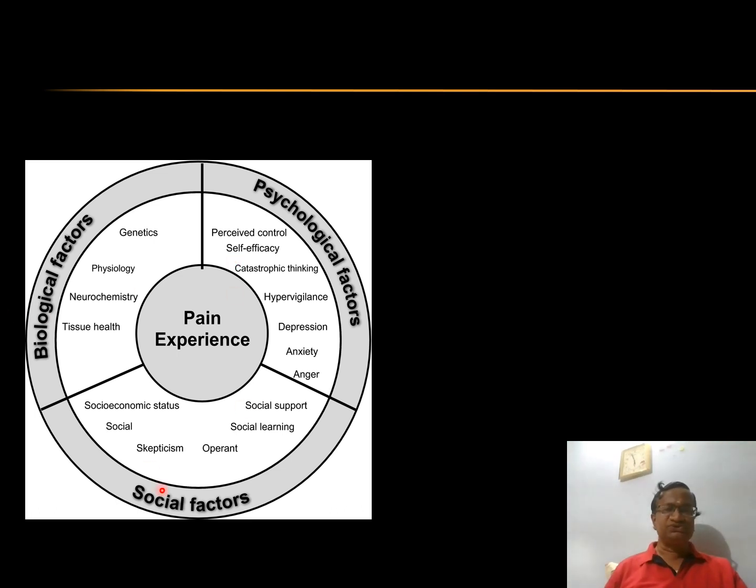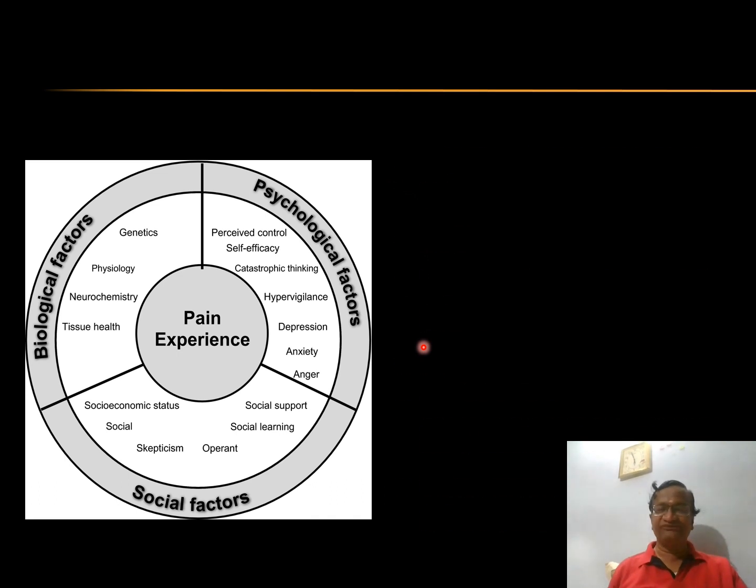Now this is the biopsychosocial theory. There is the biological factor, for example tissue health, or social factors such as economic status, social learning, social support, or psychological factors such as catastrophic thinking, hypervigilance, depression, anxiety, anger.